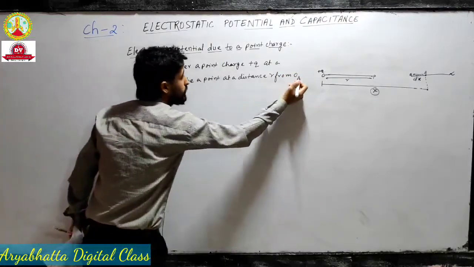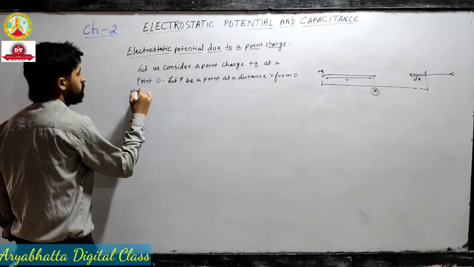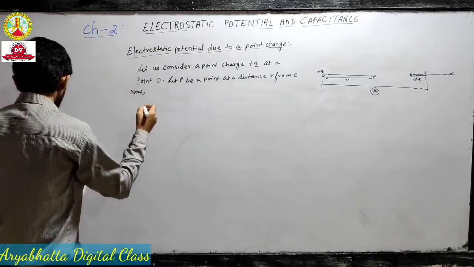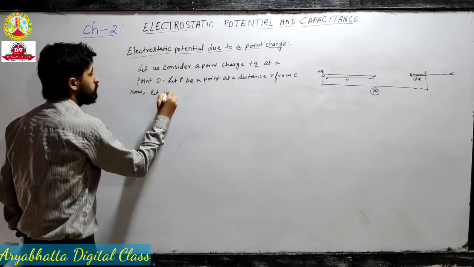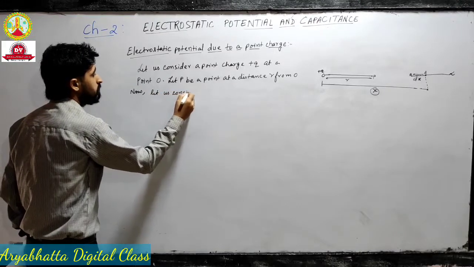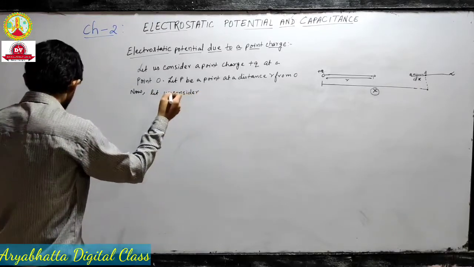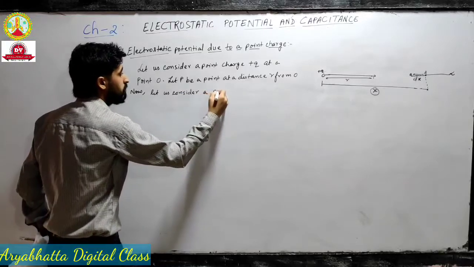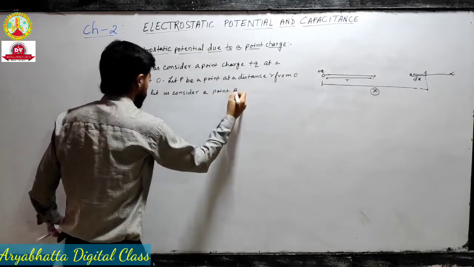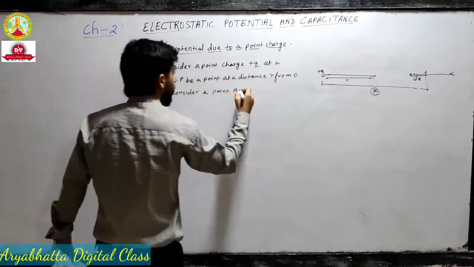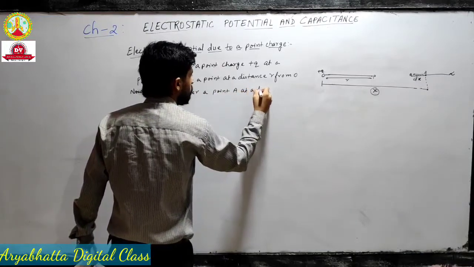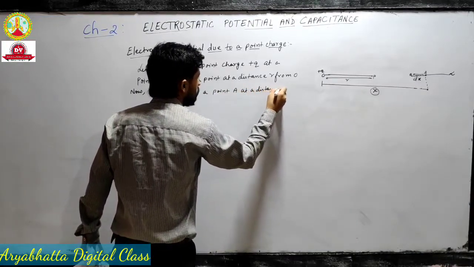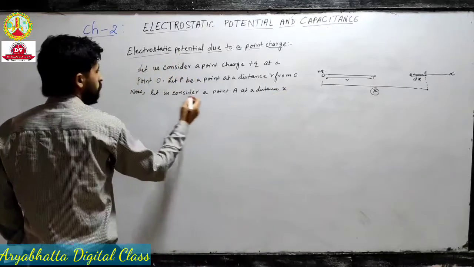Fine, this part is clear, I guess. Now let us consider a point A at a distance x from O.